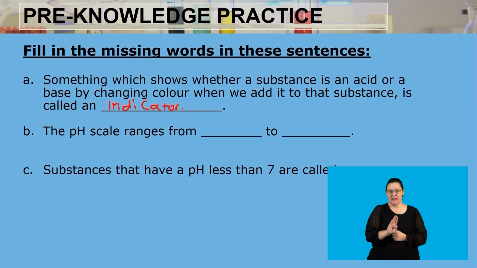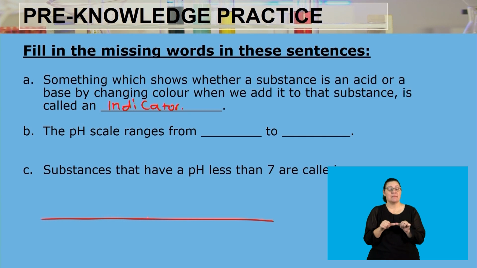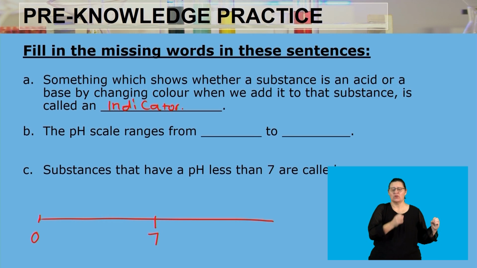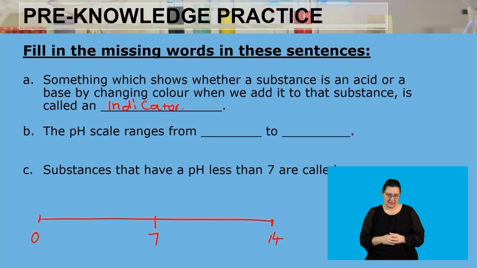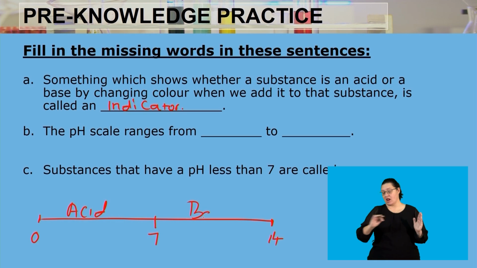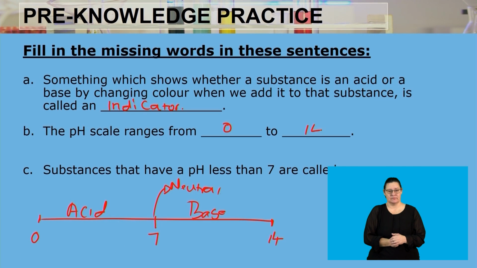Now B, the pH scale ranges from something to something. We do know that a pH scale measures the acidity or the basicity of the substance, whereby if the substance has a pH of 7, it's neutral. If a substance has a pH of 0, it's a very strong acid. And should a substance have a pH of 14, it is going to be a strong base. So that tells us that the pH scale ranges from 0 to 14. Here it is neutral.